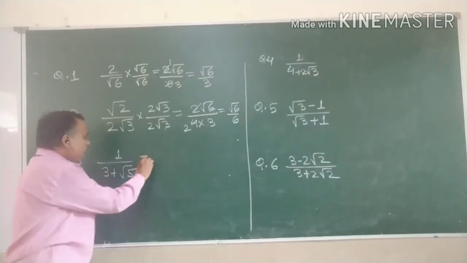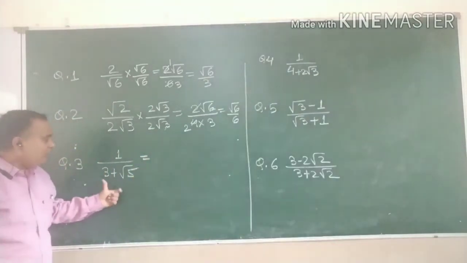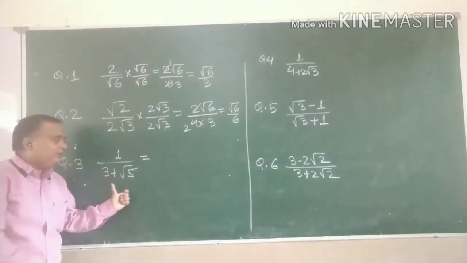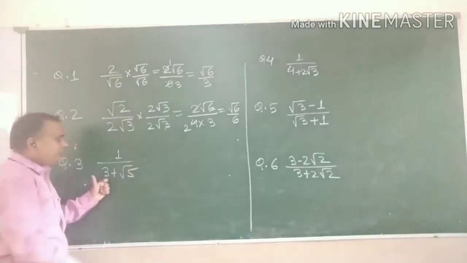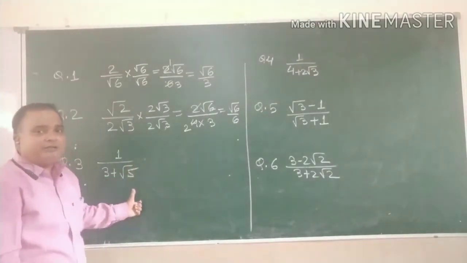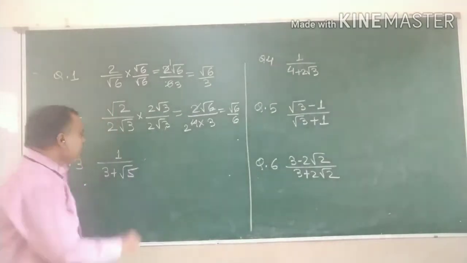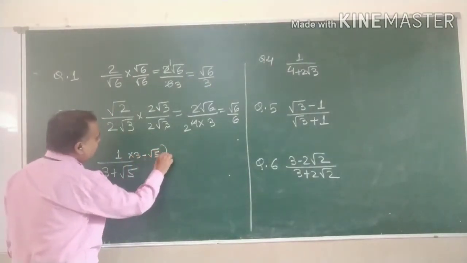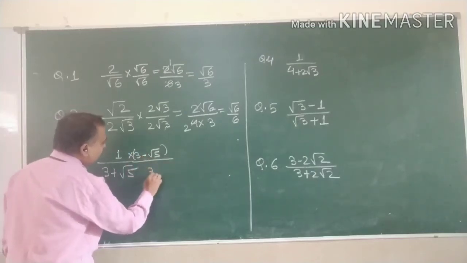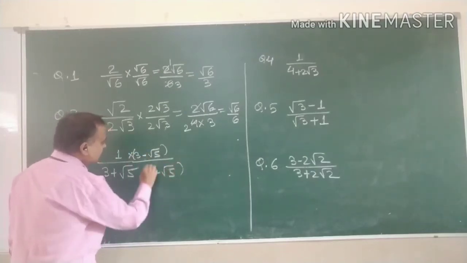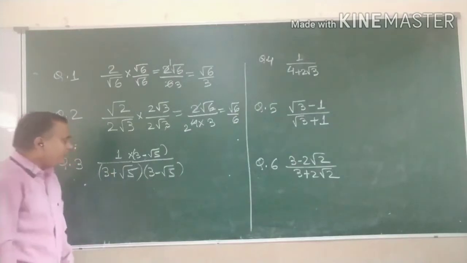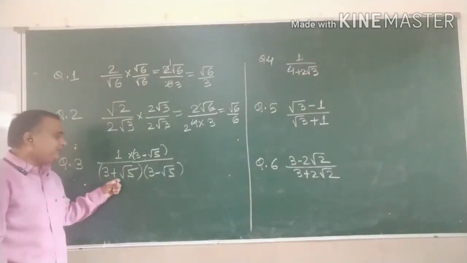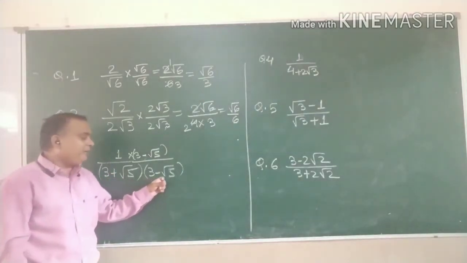Now next question. 1 upon 3 plus root 5. Now the denominator is 3 plus root 5. So what is the rationalizing factor of 3 plus root 5? The rationalizing factor will be 3 minus root 5. So numerator and denominator both should be multiplied by 3 minus root 5. Like this. Now look at the denominator. It is a plus b and a minus b.